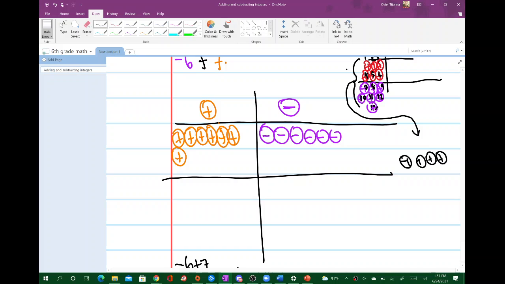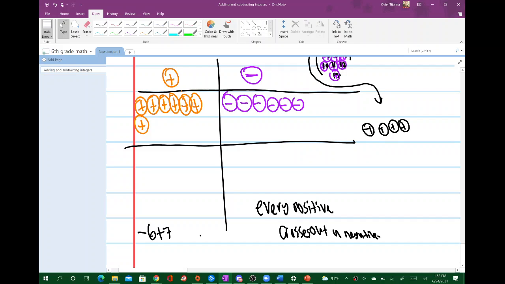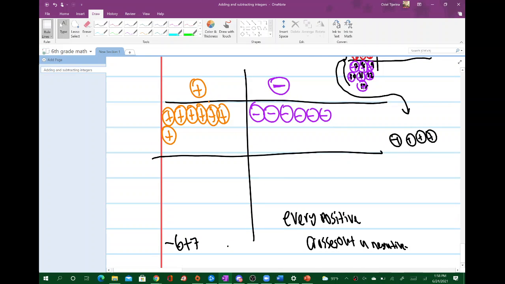Now you're gonna cross 1. So basically write this down. Every positive crosses out a negative. We need to keep this equal, right? So we're gonna have 1, 1, 2, 2, 3, 3, 4, 4, 5, 5, 6, 6.